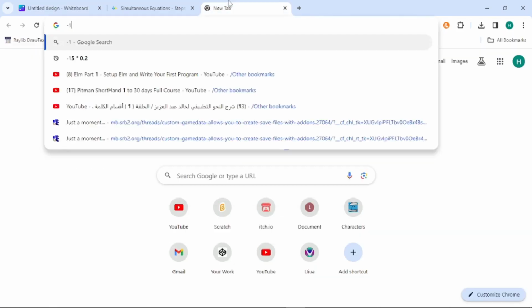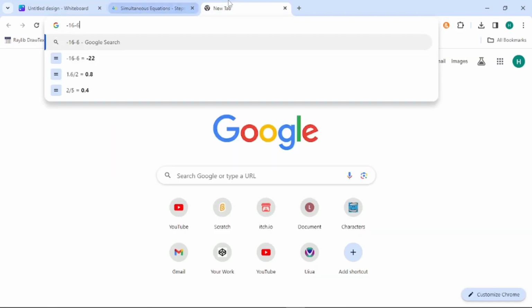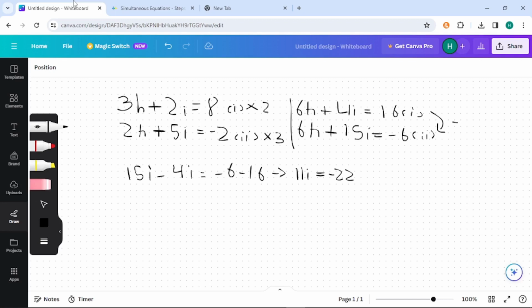Wait, let me double check. Minus 16 minus 6, yeah, it's -22. So now we can divide both sides by 11.